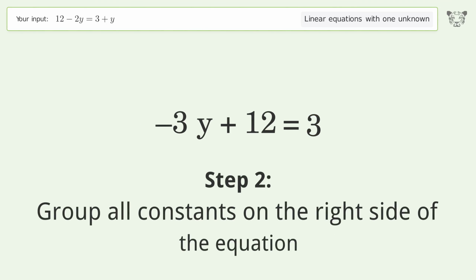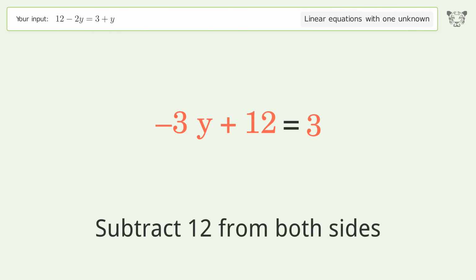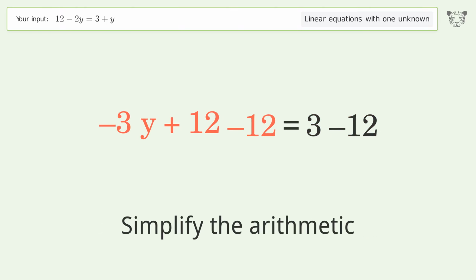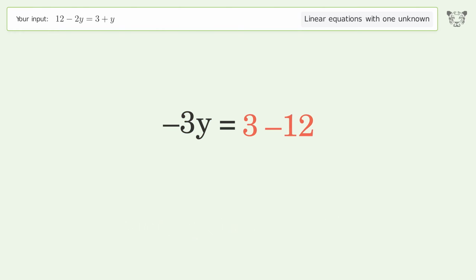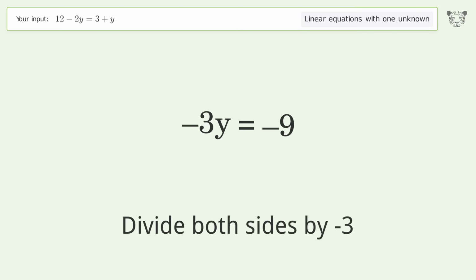Group all constants on the right side of the equation. Subtract 12 from both sides. Simplify the arithmetic. Isolate the y. Divide both sides by -3.